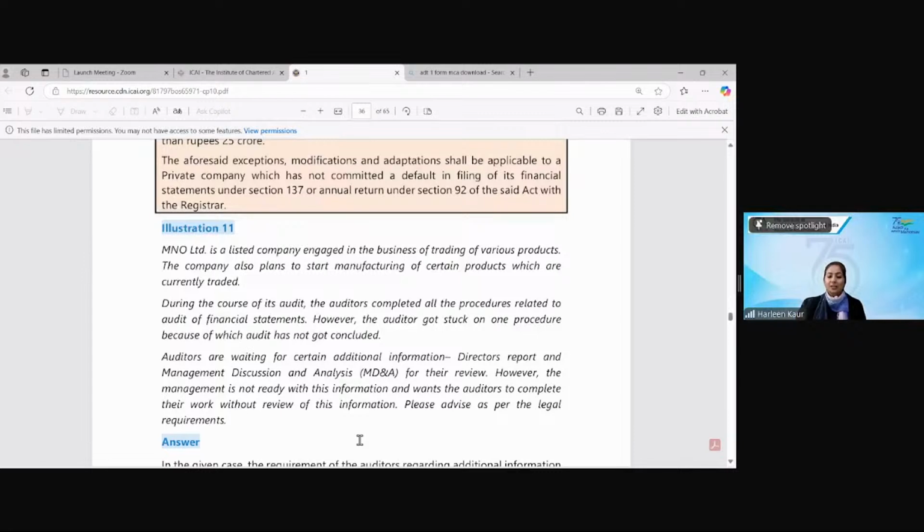What will you advise as per the legal requirements? What do you think will happen in this case? And where do you think this point is covered?